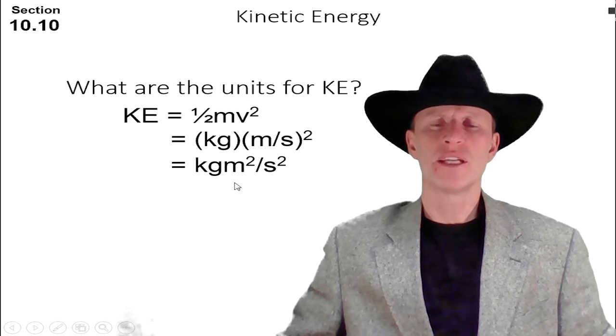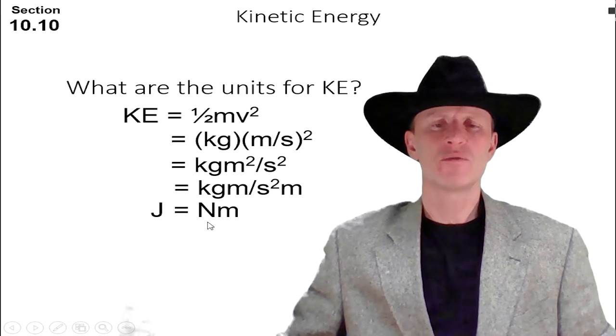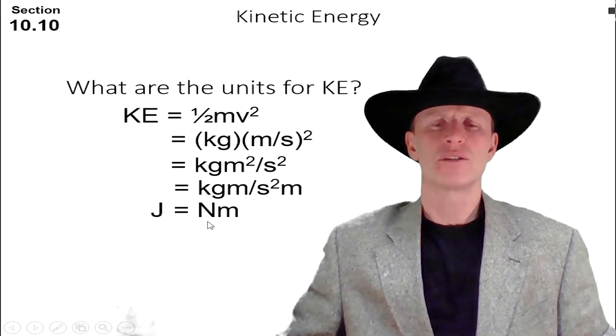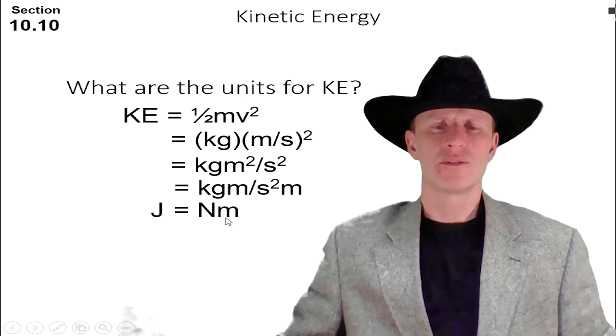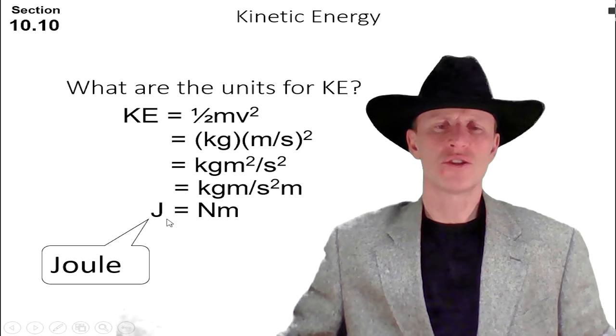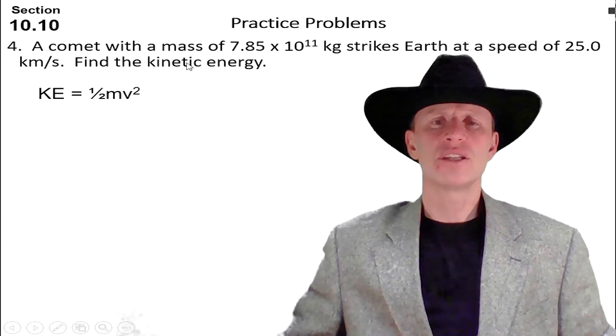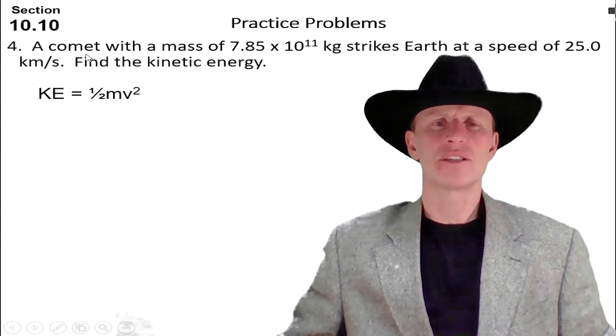Squaring that quantity and pulling out an m would give us a newton times a meter, which is the same as what we just got done talking about for work. Work is newton meters. So kinetic energy is also a joule, which is a newton meter. So let's look at this formula. Kinetic energy is 1/2 the mass times the velocity squared.